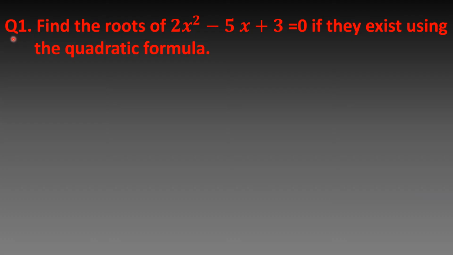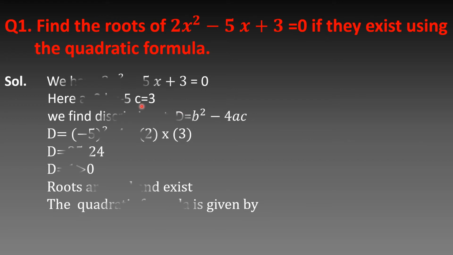Let us come to question number one. Find the roots of the quadratic equation 2x square minus 5x plus 3 equals 0, if they exist, using the quadratic formula. In this type of question, in the first step we have to find the discriminant. So let us find the discriminant.